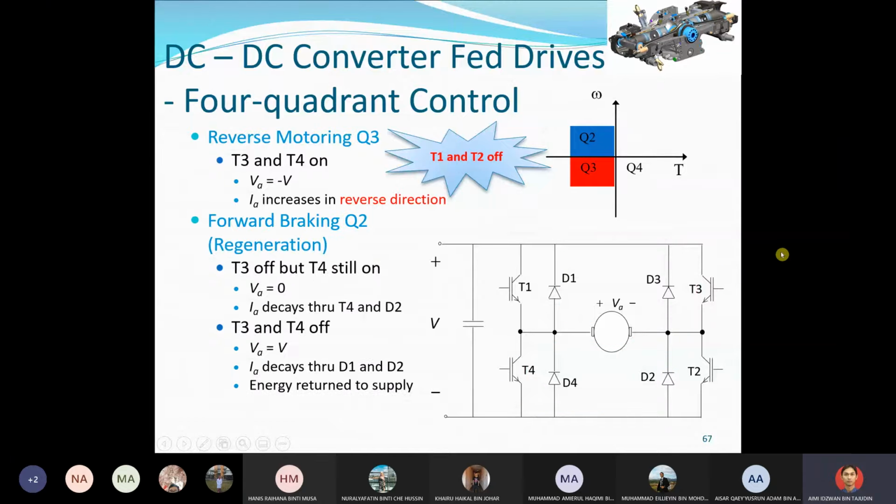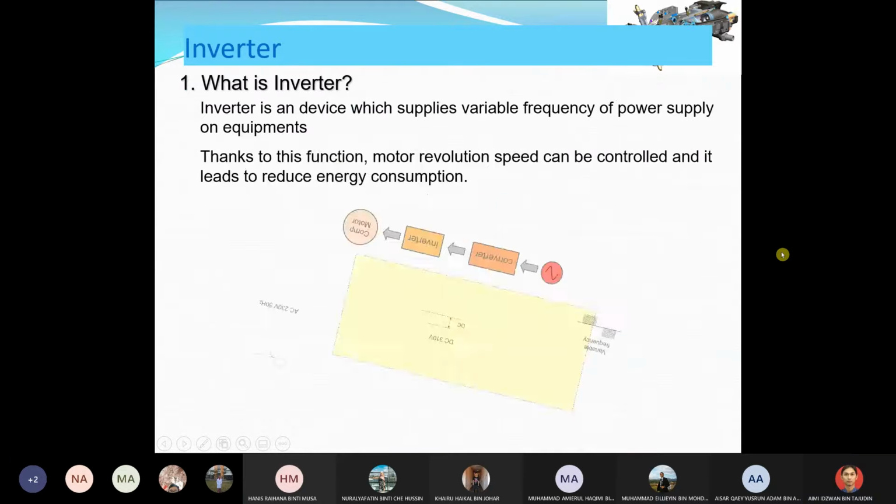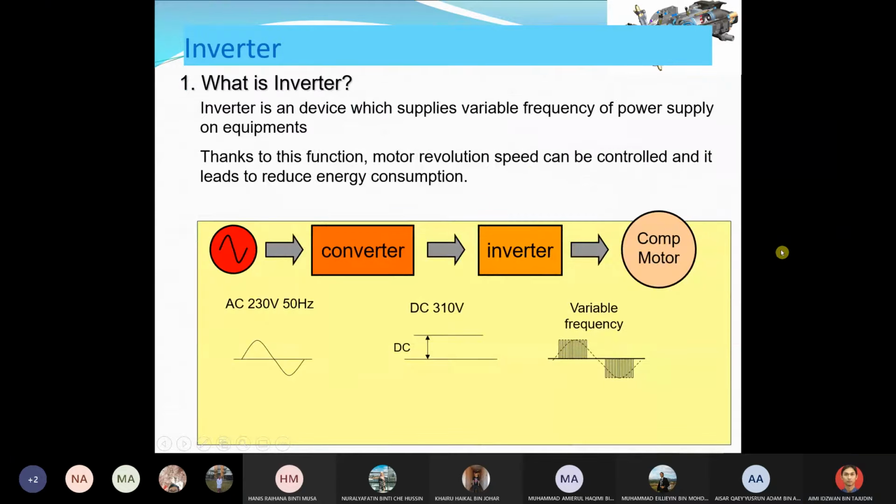Okay, can you see my slide now? Can you see my slide? Okay, good. So I will start with the slide.